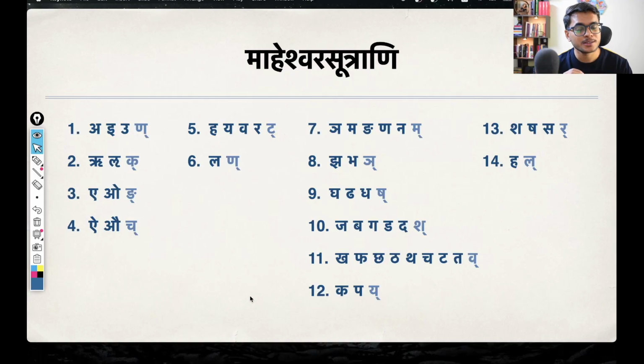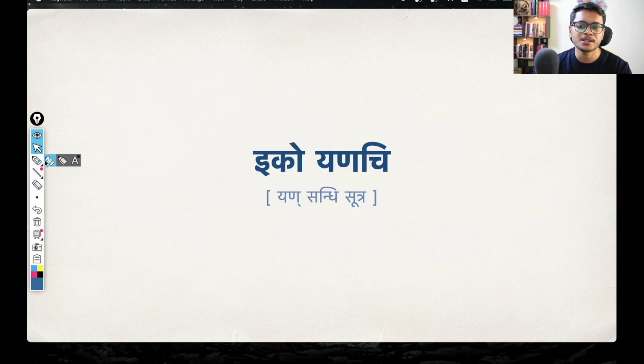And we are just concerned about how we are going to use these Maheshwar Sutras for understanding Paninian grammar. Okay, so that is our concern here. Okay, so now to answer this question, what we have to understand from these Maheshwar Sutras, for that let us see this Sandhi Sutra, Eko Yanachi.